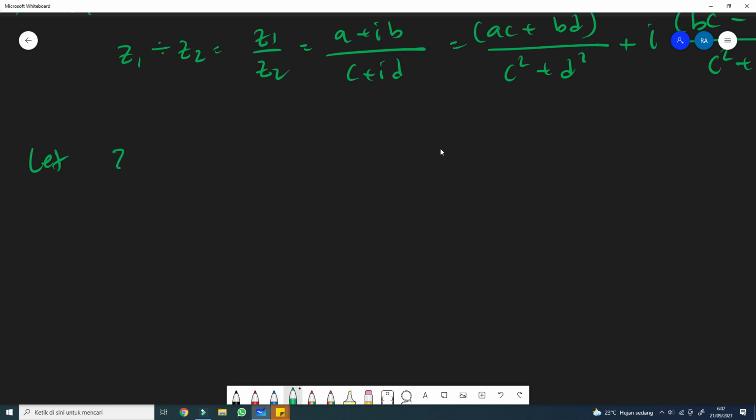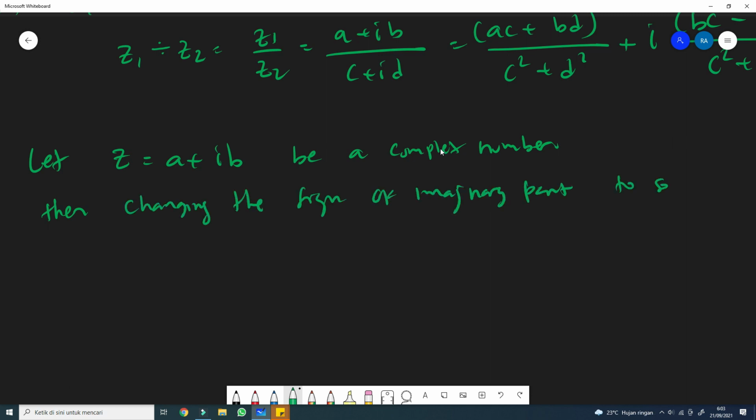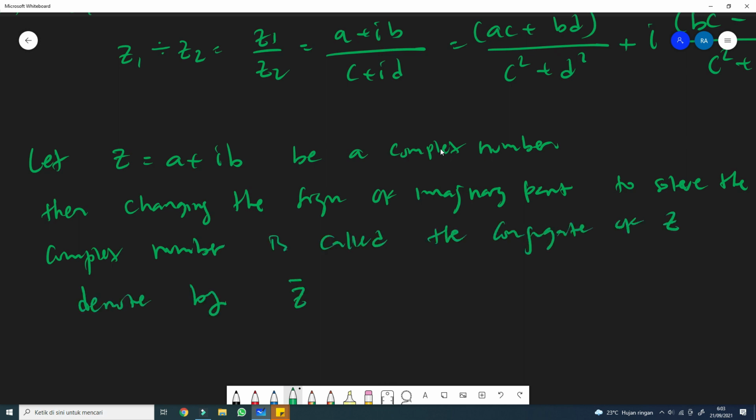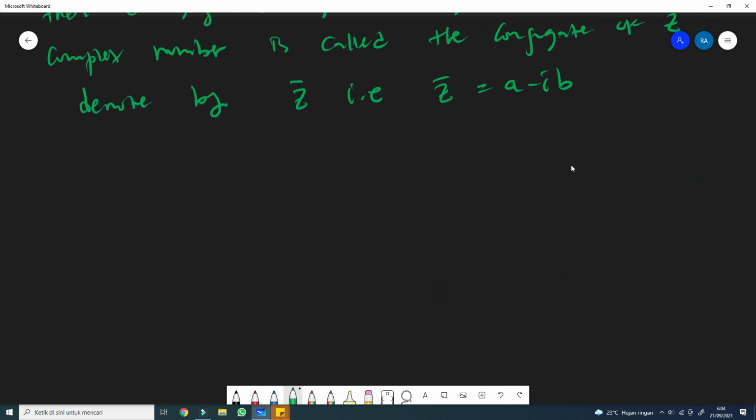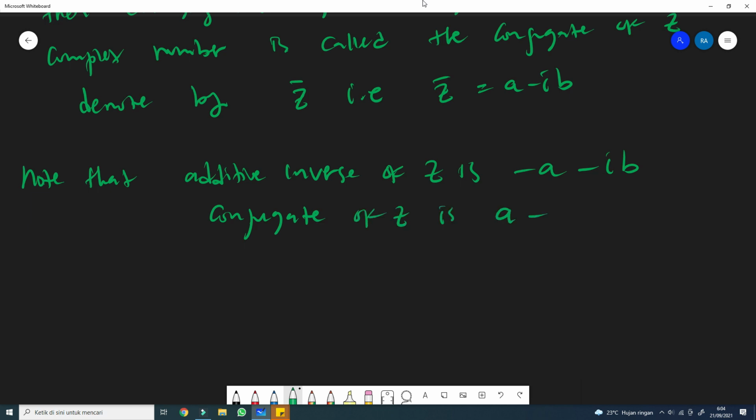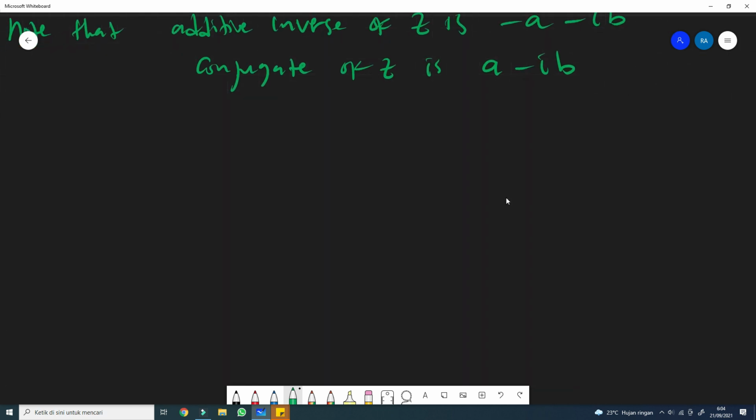And let z equal a plus ib be a complex number. If we change the sign of the imaginary part of the complex number, then it is called the conjugate of z, denoted by z bar. For example, z bar equals a minus ib. Remember that the additive inverse of z is minus a minus ib, but the conjugate of z is a minus ib.